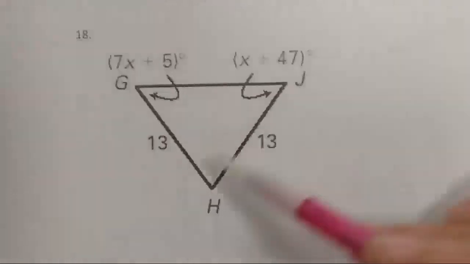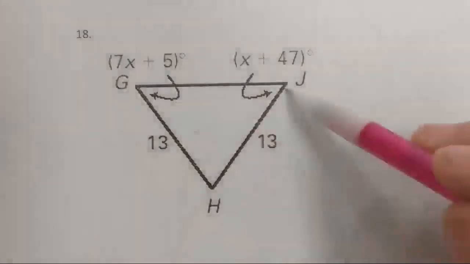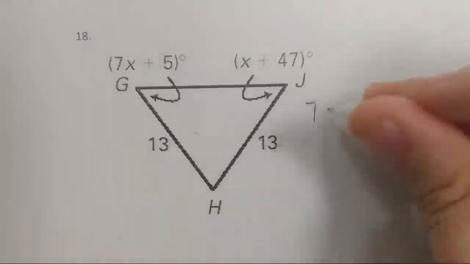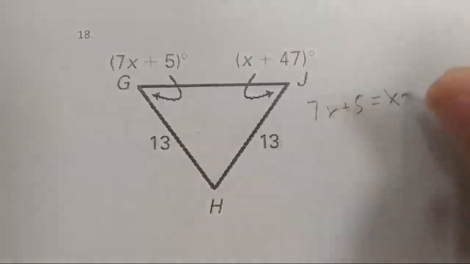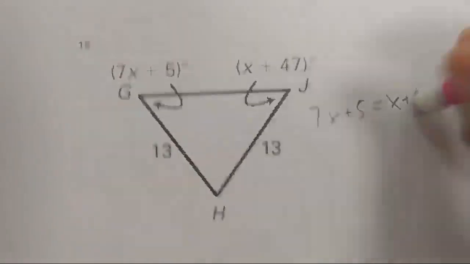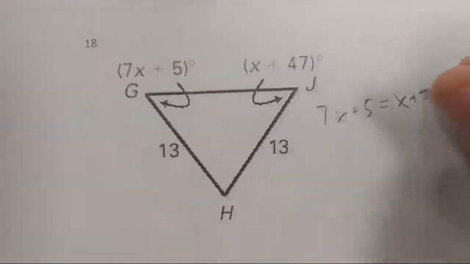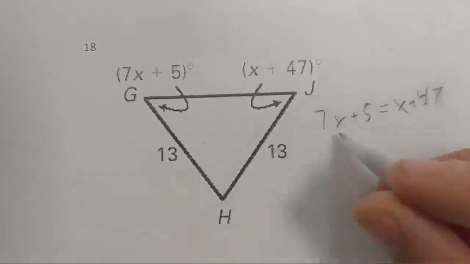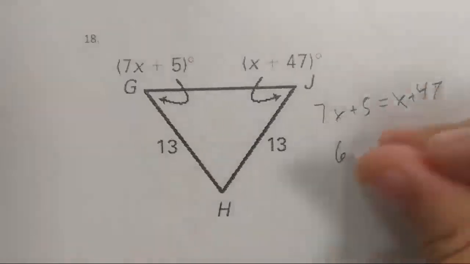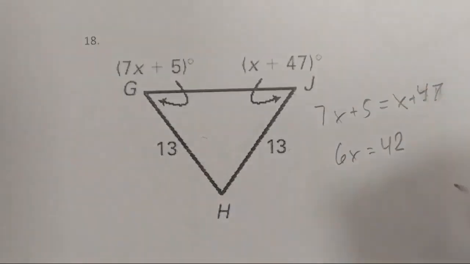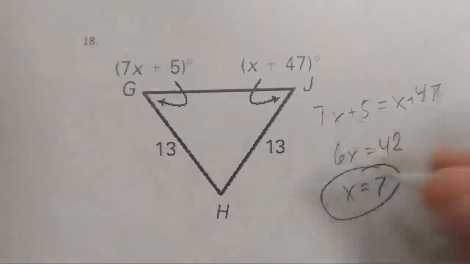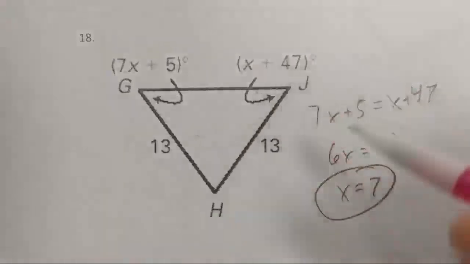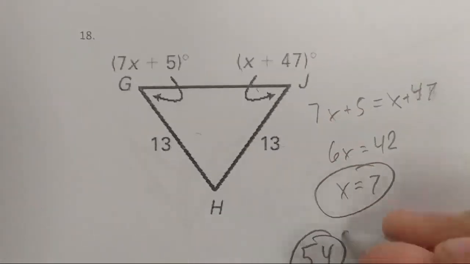Oh, okay. So this one I do have to do the math for, because these two sides are equal. That means these two inside angles are equal, by the base angle theorem. So we have 7x plus 5 equals x plus 24. Wait, 24, I must be really tired. 47. We're going to subtract x and subtract 5. 6x equals 42. Dividing both sides by 6, x equals 7. So x equals 7. I could plug it into either one of these, they're equal to each other. 7 plus 47 is 54. So 54 degrees, I should say.